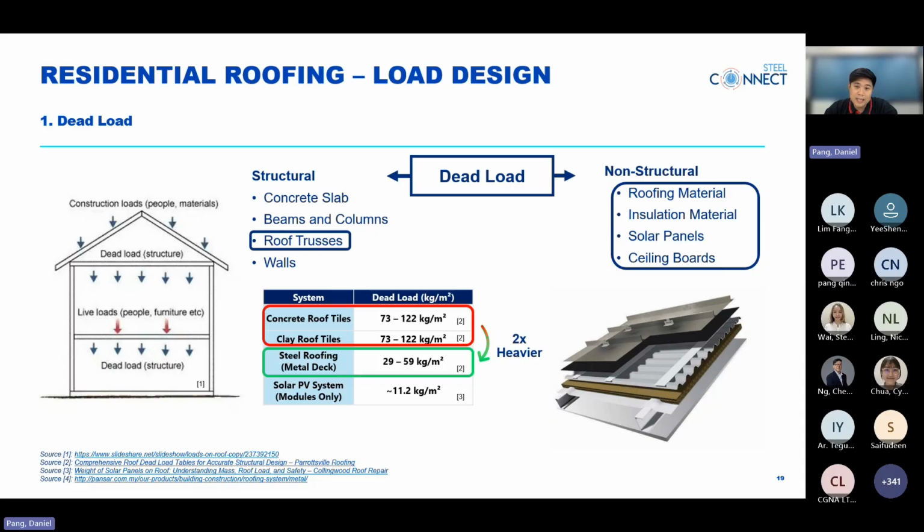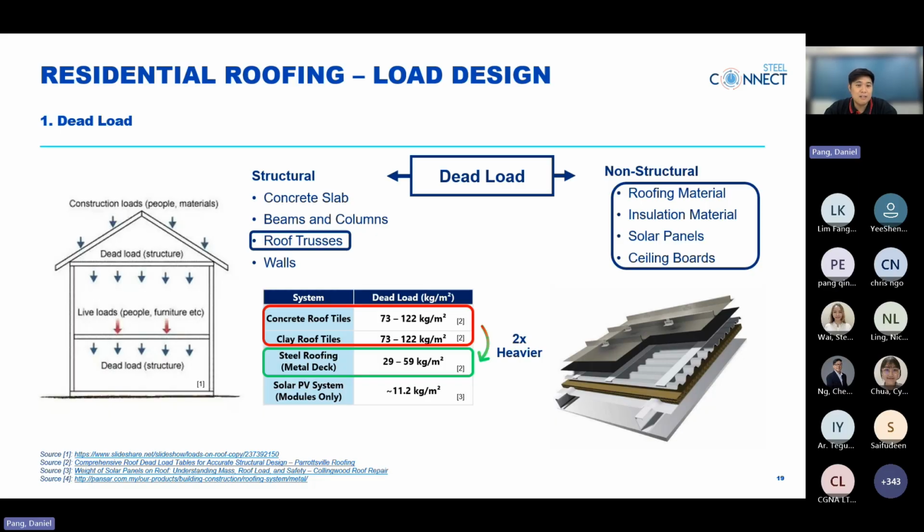So on your bottom right here, it is a typical double skin roofing build-up which contribute to the weight of the roofing system. So why do I mention this? Because this heavily affects the structural part, namely roof trusses. When a roofing system gets heavier, your roof truss needs to be beefier.